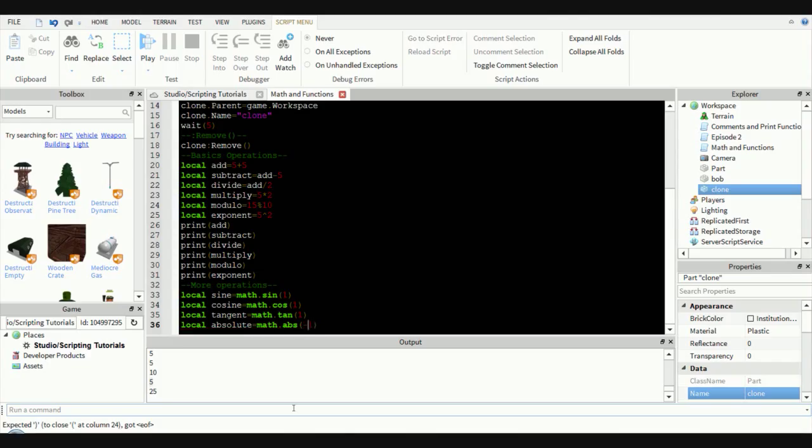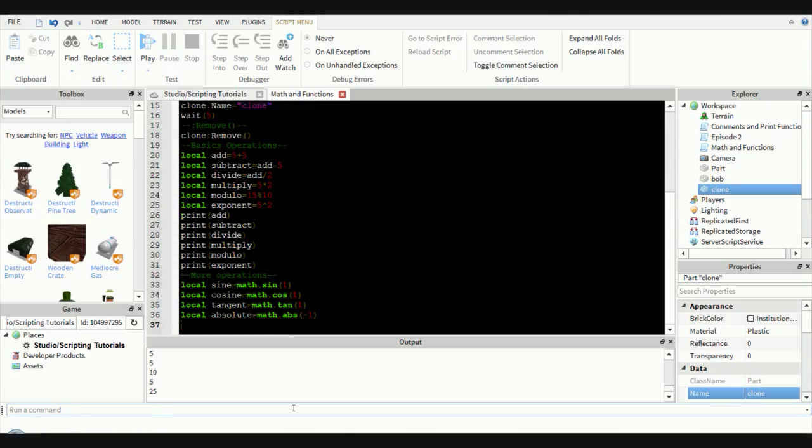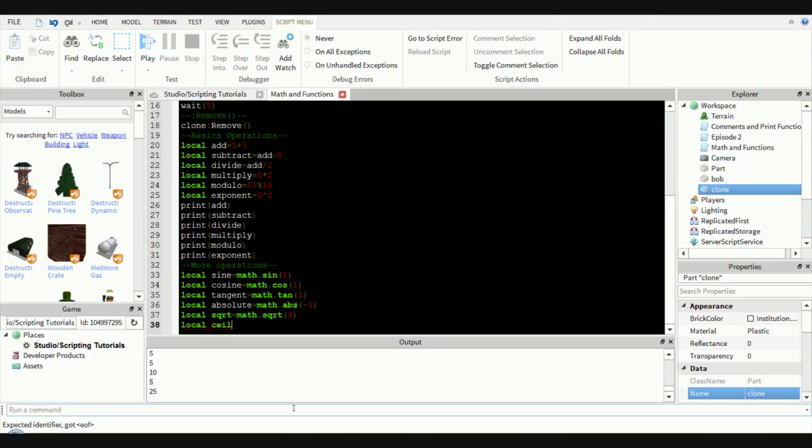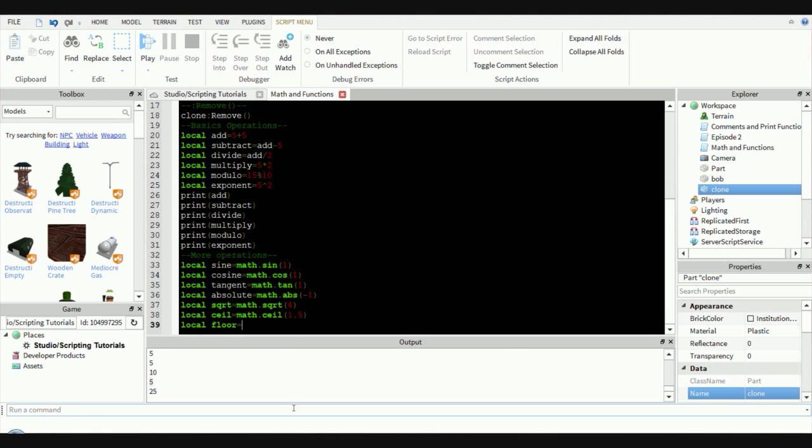Let's do a -1. There's also square root. Local square root equals math.sqrt of 4, and that will equal 2. And then what else would I use? Oh yeah, local ceil, math.ceil of 1.5. And then local floor equals math.floor. They're basically like rounding and stuff like that.